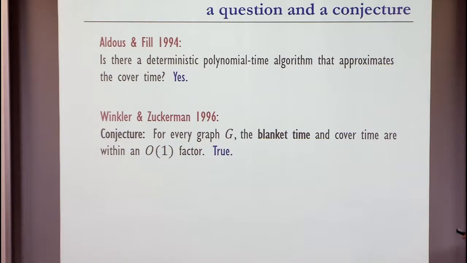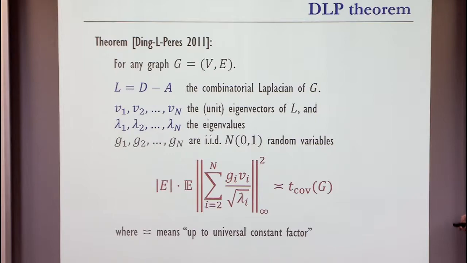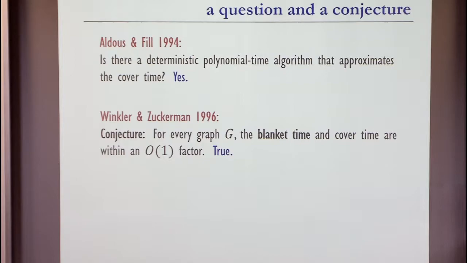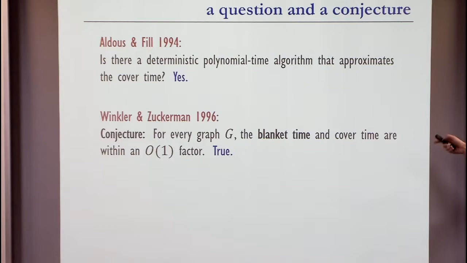But it's not necessarily so impressive. This is an expectation of a random quantity, and this is an expectation of a random quantity. But this quantity has tons of structure. So for instance, you can use it to resolve these questions from before. It gives you a deterministic algorithm for approximating the cover time, because if I give you the v_i's and lambda_i's, you can get a deterministic algorithm to approximate this infinity norm within a constant factor. And you will see it comes out from the proof, but once you have this setup, you can conclude that also the blanket time and cover time are within a constant factor.